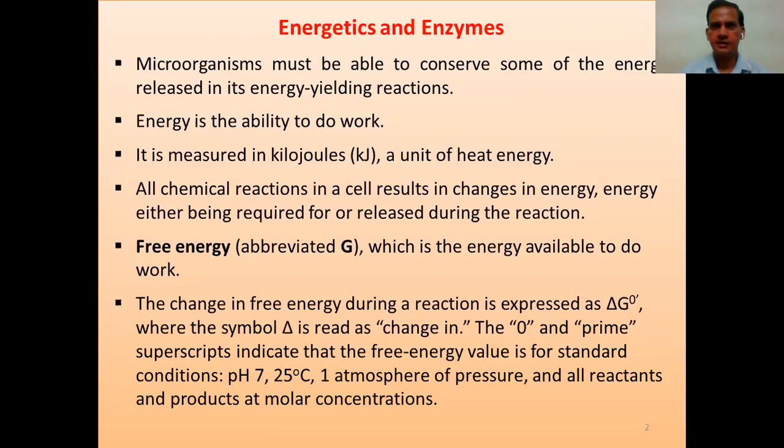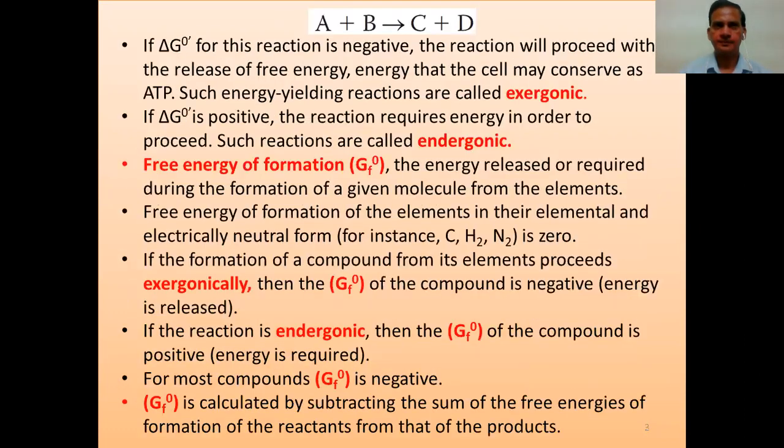So what are those standard conditions? They are pH 7, 25 degrees centigrade as the temperature, and 1 atmosphere of pressure, and all the reactants as well as the products are measured in molar concentrations. So let's imagine there's a reaction taking place: A plus B leads to the formation of C plus D. Now, if delta G0 prime for this particular reaction is negative, the reaction will proceed with the release of free energy, the energy that cells may conserve as ATP.